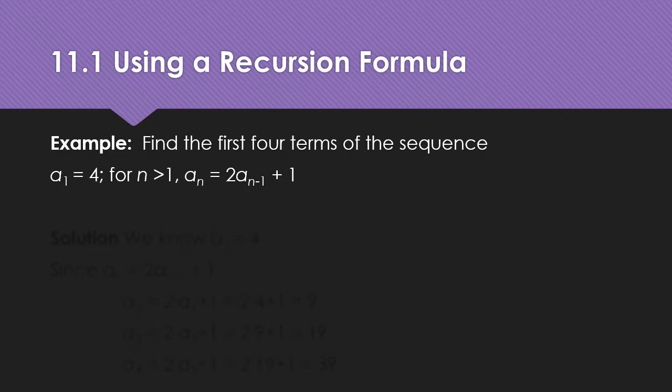For example, let's find the first four terms of the sequence. We have a sub 1 equals 4, and a sub n is 2 times a sub n minus 1, plus 1. In other words, to get the next term, you multiply the one you just got by 2 and add 1. Pause this recording, give this a try, see if you can come up with the first four terms. Resume to check your answer.